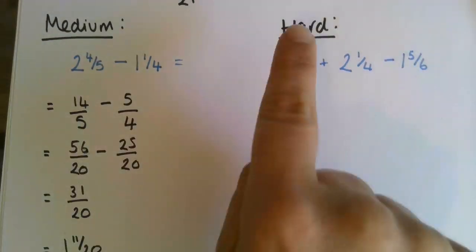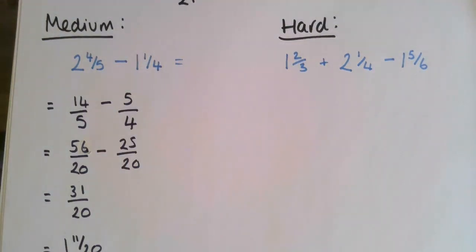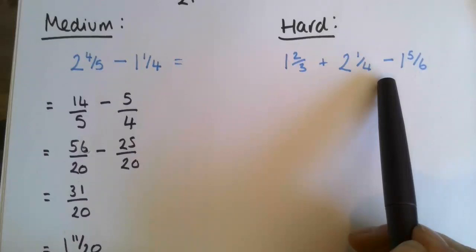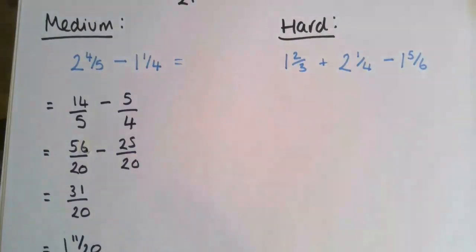Okay, now we're on to the hard ones. So slightly trickier one just because there's 3 fractions this time. Also we've got an adding and a subtracting, so we need to make sure that we're careful with that.